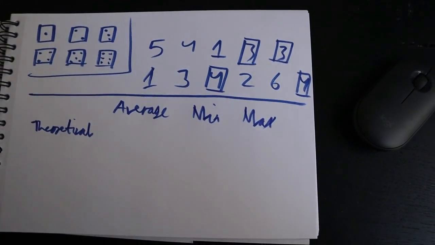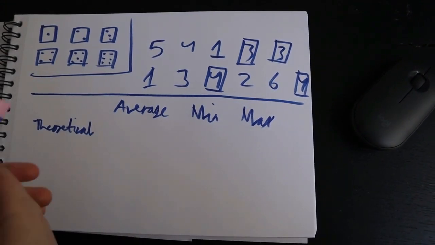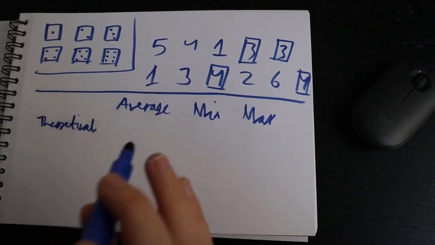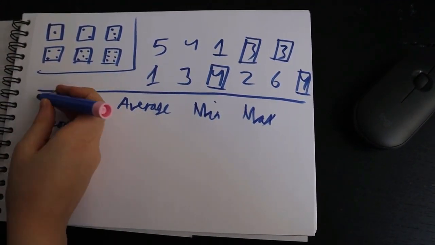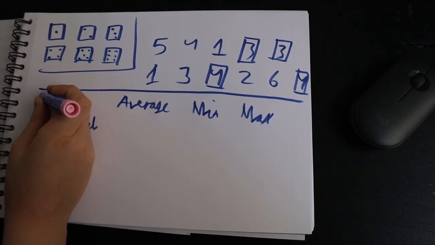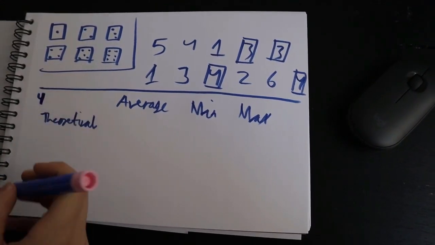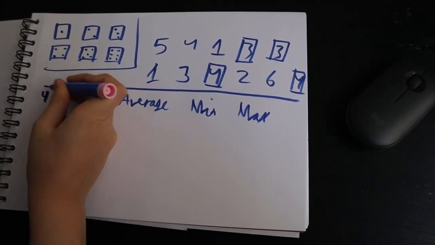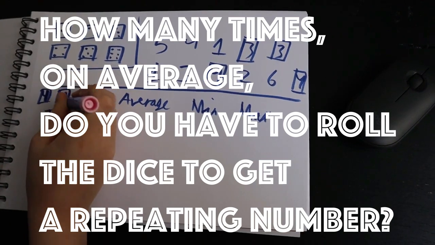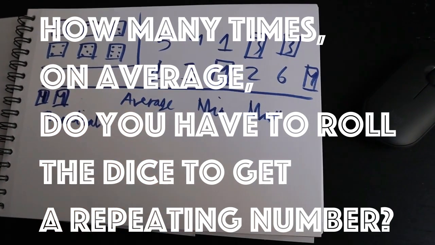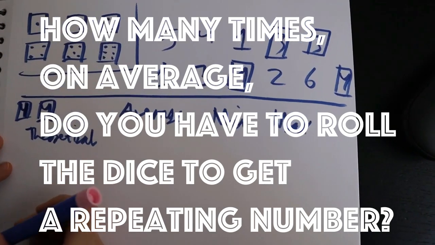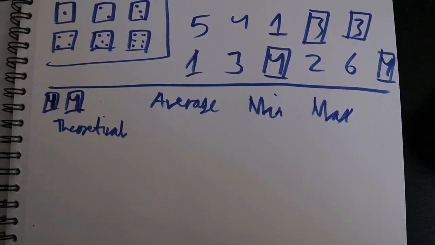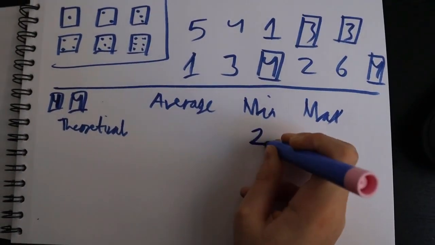Like, you have over here, this is the example. The minimum number of rolls you need, theoretically, is 2. Because let's say you have 4. There's definitely no way to get a repeat in just 1 roll. But after 2 rolls, it could happen. So the minimum is 2.